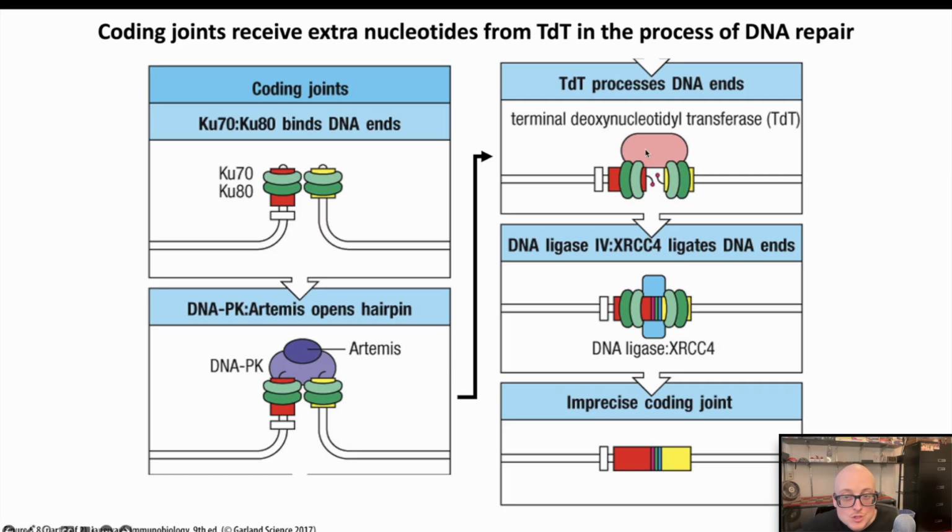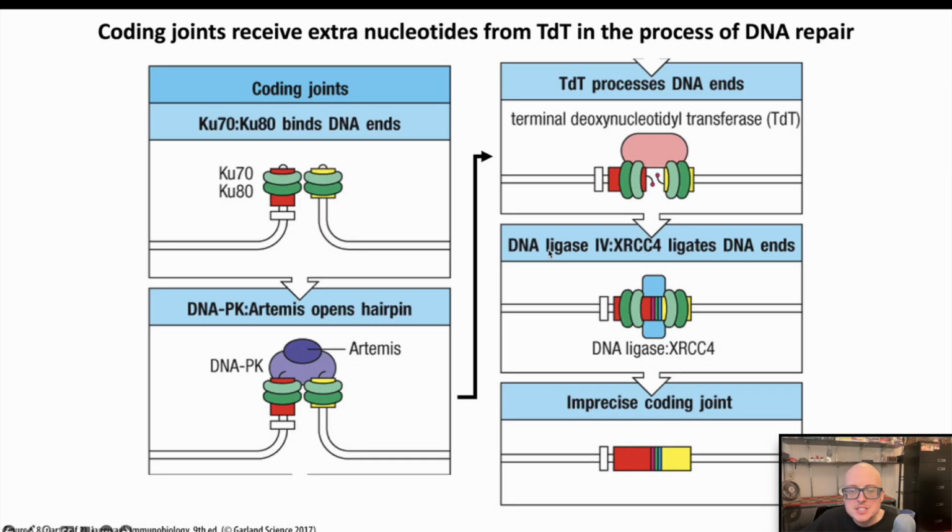TDT is going to start to transfer new nucleotides. And as we're going to see, it's going to actually add new nucleotides between the two segments that we're recombining. In this example, it was a V and a J. So it's going to add a few new nucleotides, which are represented in this image by this little rainbow of colors. This represents new genetic information that's been added by TDT.